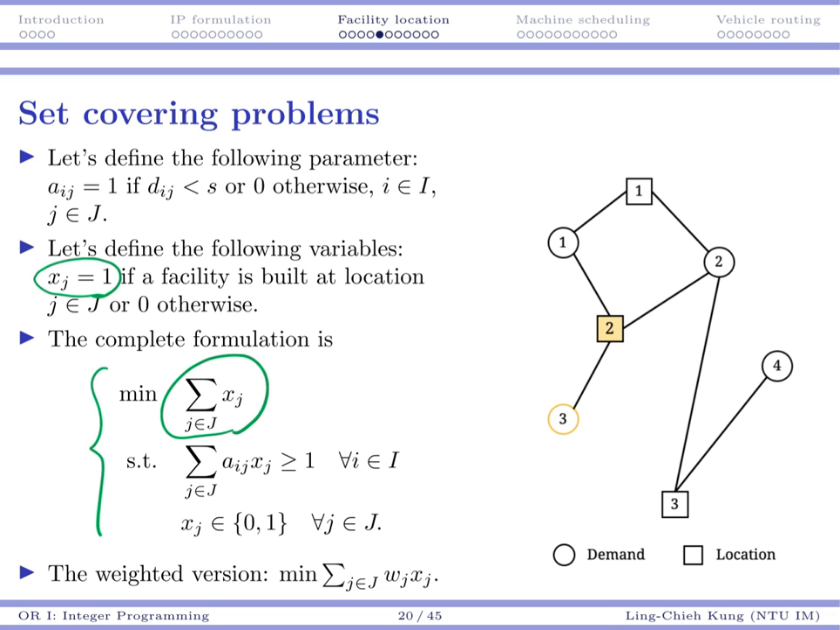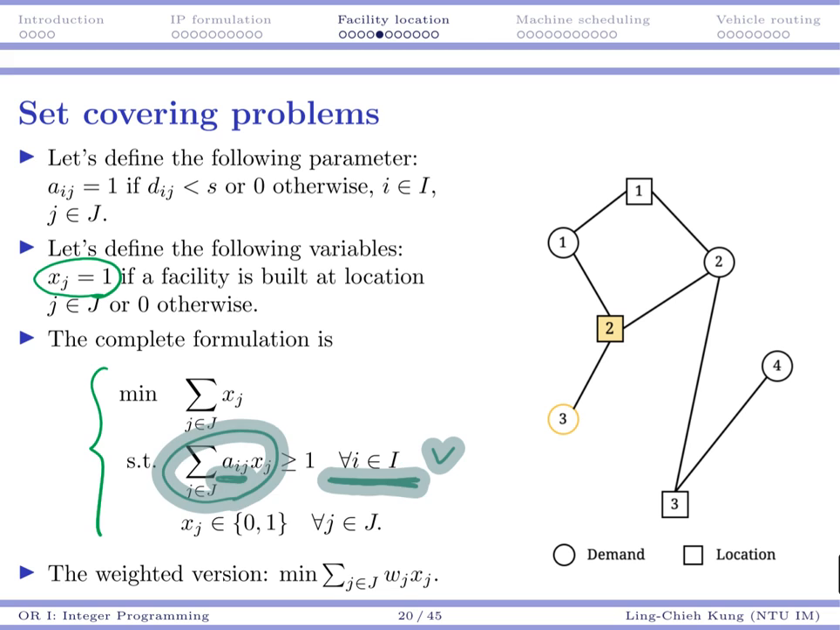So I want to minimize the sum of xj. For each demand, I take a look at all those facilities. For each facility, I take a look at whether this facility covers me or not. Among all those facilities that cover me, at least one of them must be built. This is the set covering constraint.